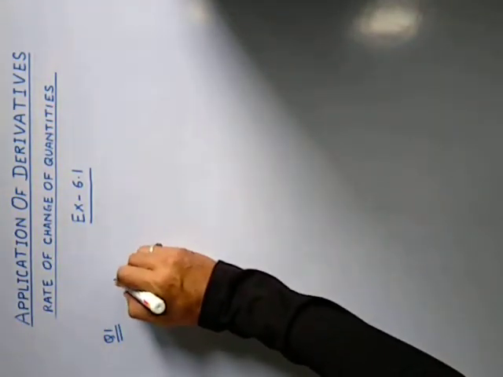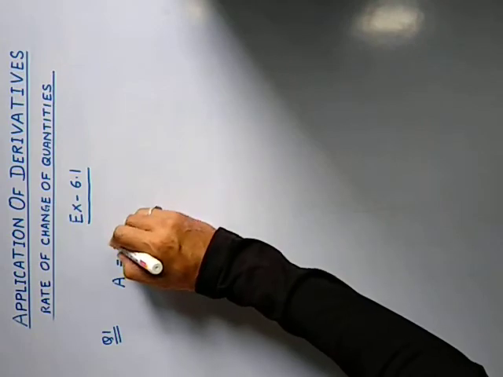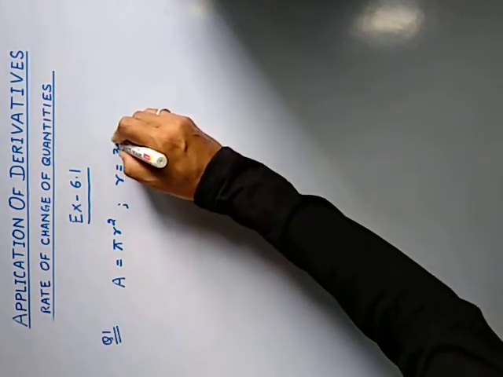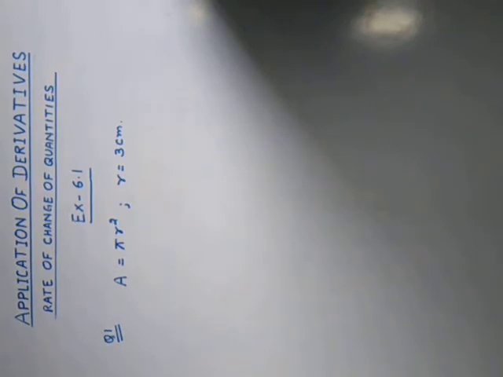Exercise 6.1, question number 1. Find the rate of change of the area of a circle with respect to its radius when r equals 3 centimeter. Radius is given 3 centimeter. So we have to find the rate of change of area of circle. So area of circle is pi r square, and radius is given 3 centimeter.